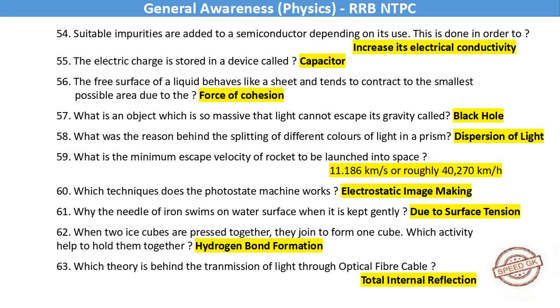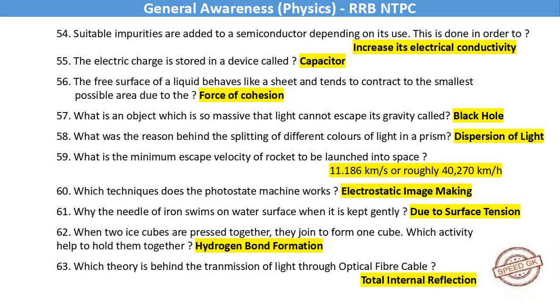The free surface of a liquid behaves like a sheet and tends to contract to the smallest possible area due to the force of cohesion. What is an object which is so massive that light cannot escape its gravity called? Black hole.